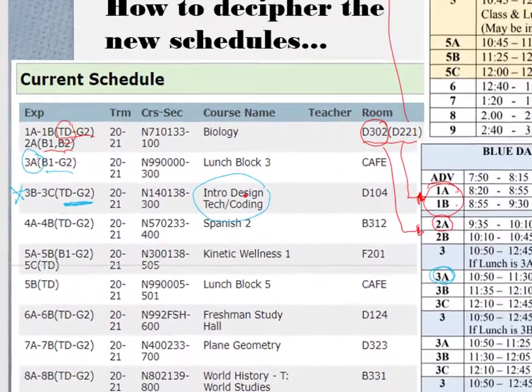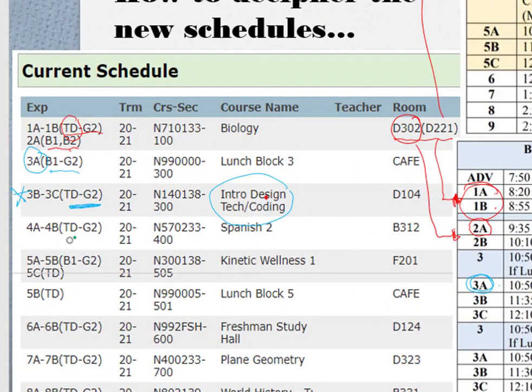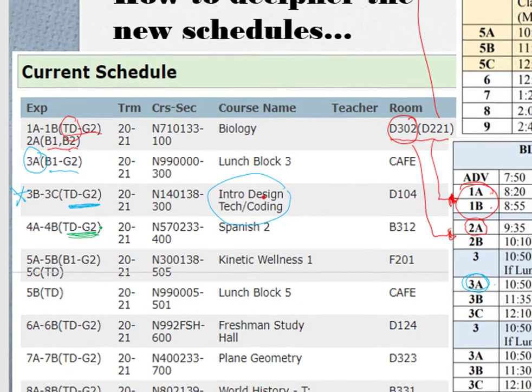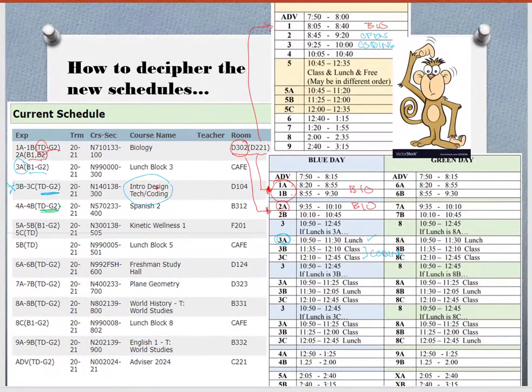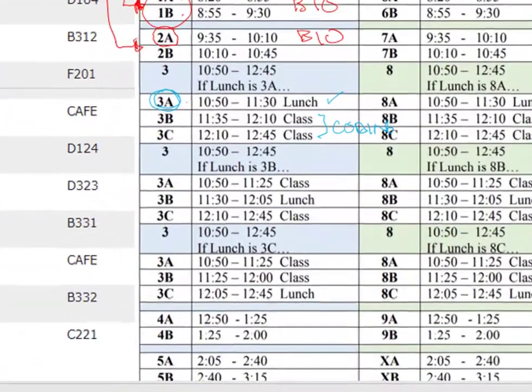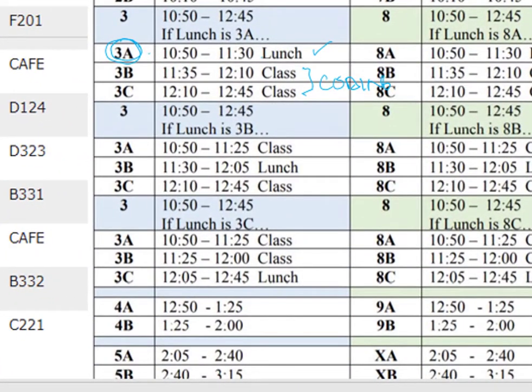Okay, so period 4 is pretty straightforward. The entire week, again, Trevian Day all the way through Green Day 2, for period 4A and 4B, you are going to be in Spanish 2.